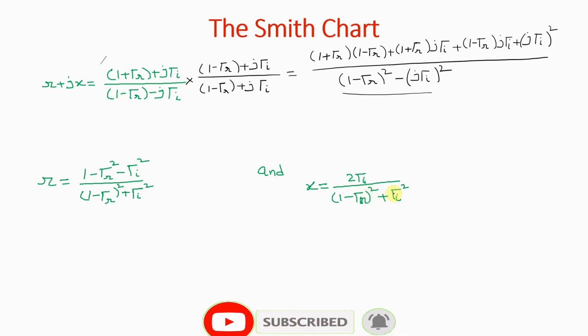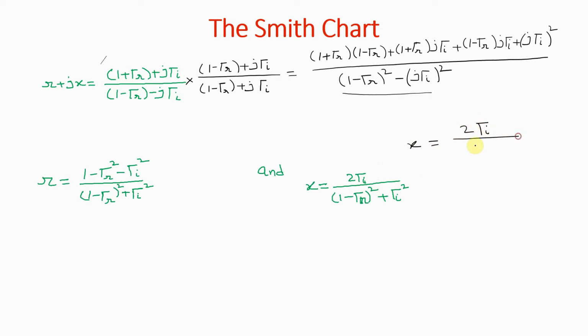So let us rewrite this. Actually, x is equal to 2 gamma I over 1 minus gamma r, whole square, plus gamma I square. So this is not gamma I, this is gamma r. Okay, the value of r and the value of x we have calculated. Now we can rearrange these equations. So let us say this is equation 1 and this is equation 2.